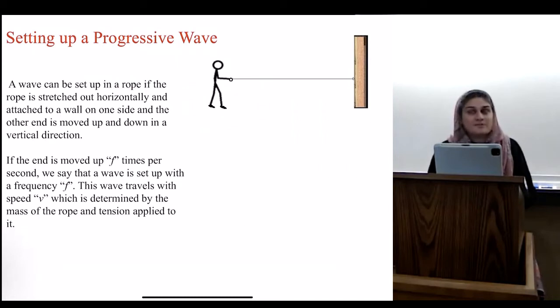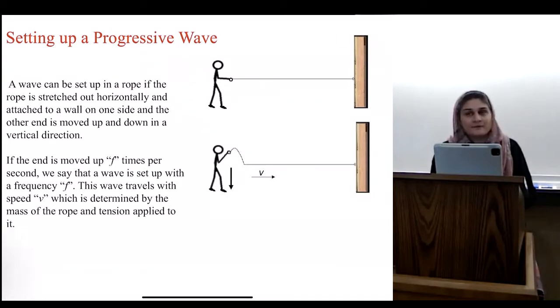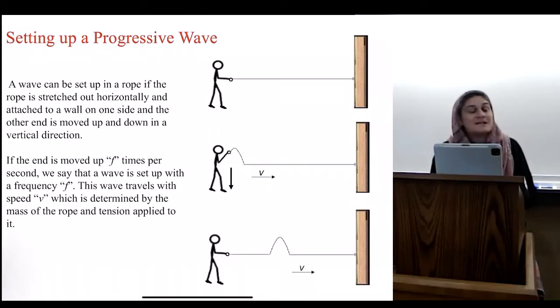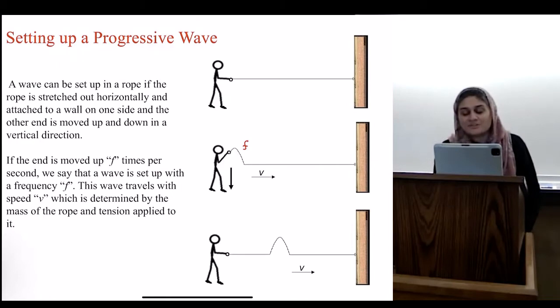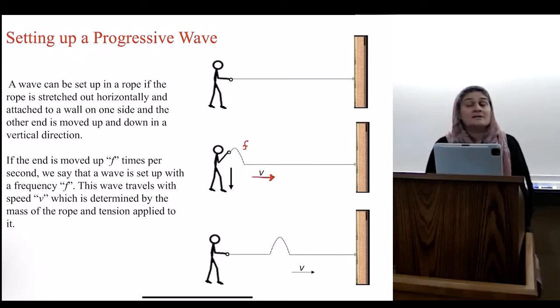So if you are this person holding on to this string, if you move the string up and down, it sets up a pulse that moves away from the person with a certain frequency F, which corresponds to how often I move it up and down, and a certain speed by which this wave will travel. Under an undamped condition, this pulse will go all the way down the pipe or the string or whatever you're holding. Okay?